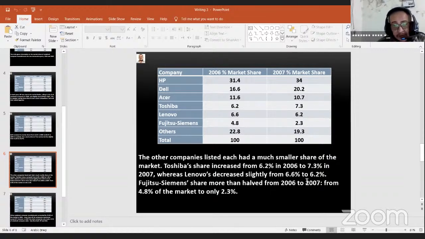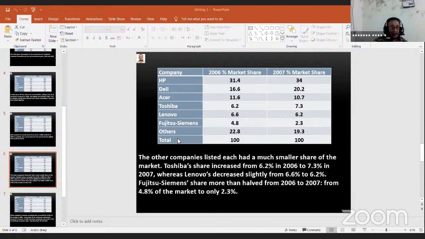From 2006 to 2007, from 4.8% of the market to only 2.3%. Okay, let me repeat this point. Now we come here to the other companies. We took Toshiba, Lenovo, Fujitsu Siemens.